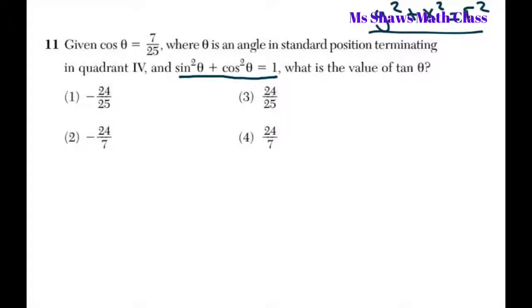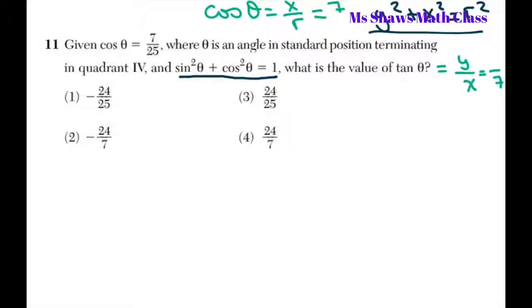So we know that cosine of theta is x divided by r, and we know tan of theta equals y divided by x. So we have our x, which is 7, and so we already know that it's going to be 7 in the denominator.